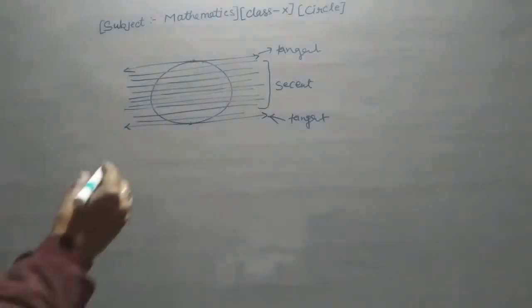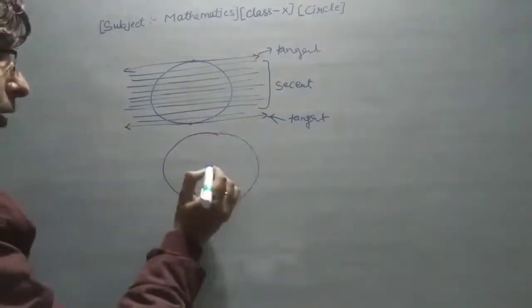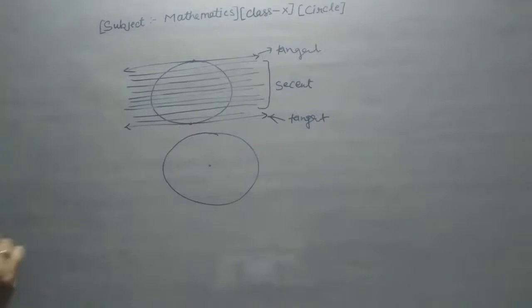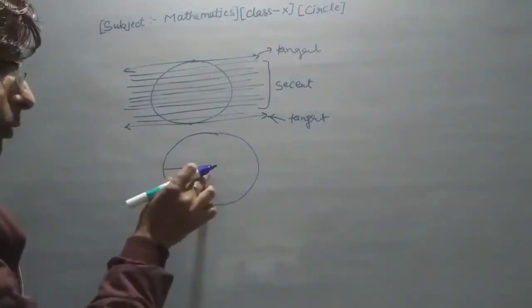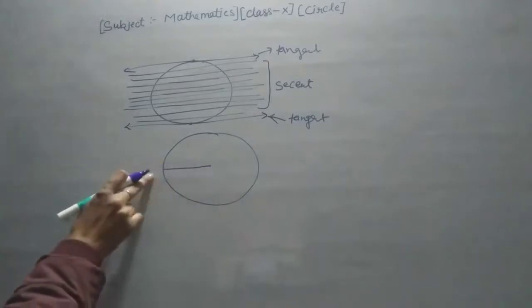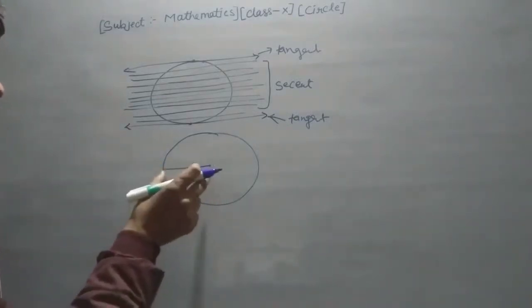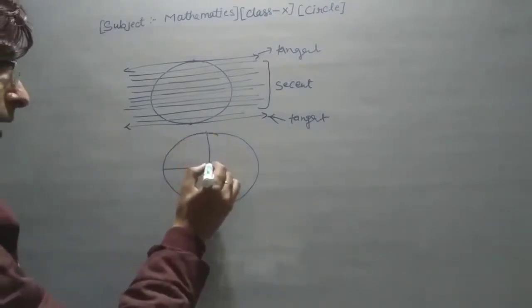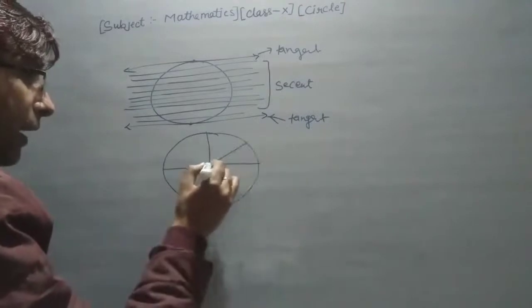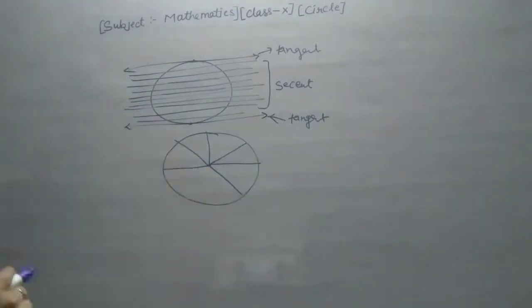And second thing, students, if you have this type of circle, and this is the center, then these all are the radius. If we join the center with the circumference of a circle, then this is a radius. So this radius you have to draw here, here, here, here, and here. Okay, these all are the radius.